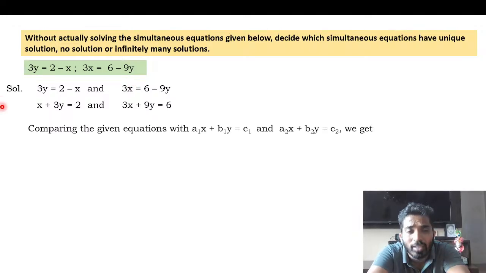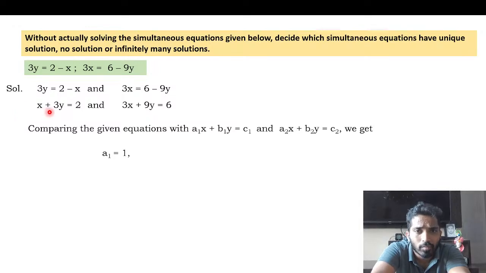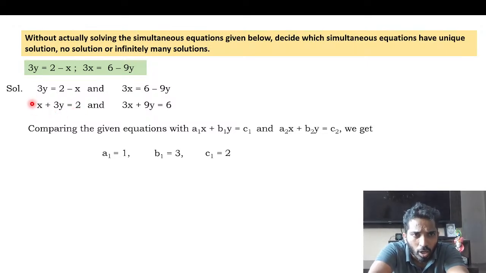So we'll write this statement. MCQ होगा तो जरूरत नहीं है, but sum होगा तो we have to write comparing these equations with a1x plus b1y is equal to c1 and a2x plus b2y is equal to c2. So a1 हो जाएगा 1, b1 हो जाएगा 3 and c1 हो जाएगा 2. तो a1 यहाँ रहा, ये रहा. Just you can focus on the mouse pointer, a1, b1 and c1. Similarly, in the second equation, a2, b2 and c2.